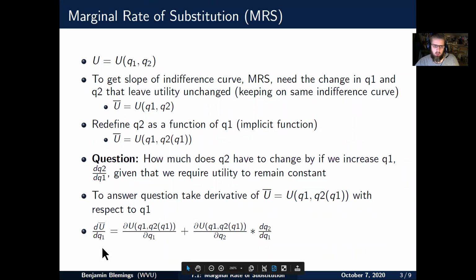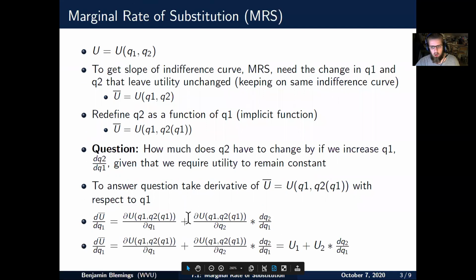A change in utility given a change in good 1 is just the marginal utility with respect to good 1, and then the marginal utility with respect to good 2. And because q2 is only changing because q1 is changing, as we have this implicit function here, we need to multiply by the change in q2 that happens due to a change in q1. And so that's where this dq2 dq1 term comes from. And so then the rest of this is just going to be me simplifying this expression for you. So we notice that we can write this expression basically as u1 plus u2, this is u1, this is u2, times this.